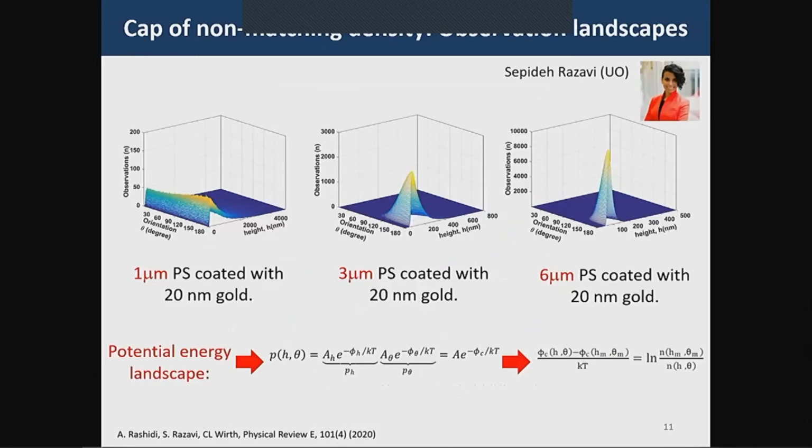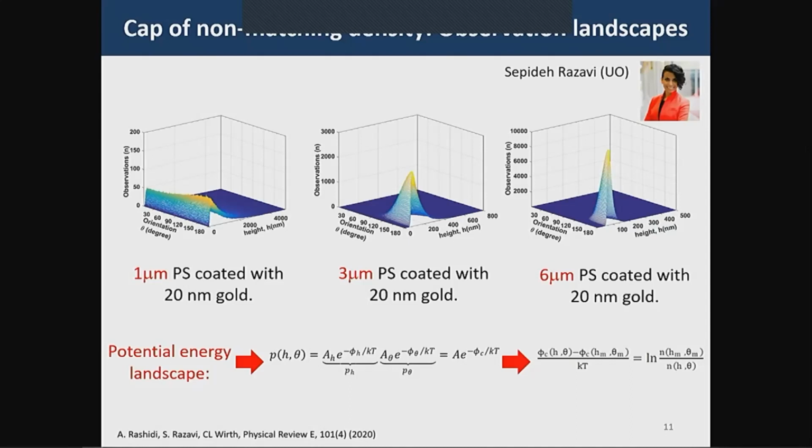With a 1 micron polystyrene particle, you probably don't see much quenching, right? There's no peak in this probability distribution. But at 6 microns, you get very strong quenching. So this means basically that the particle would be, not stuck necessarily, but would more likely sample orientations with the cap down.